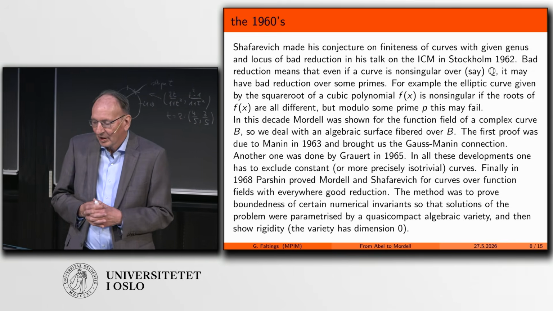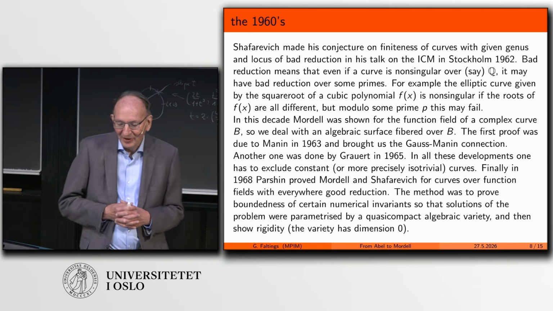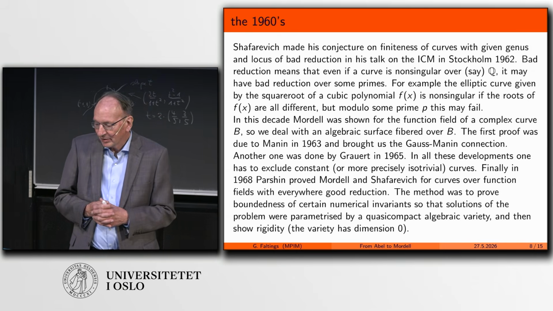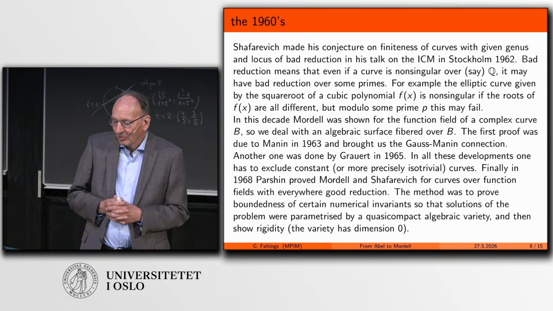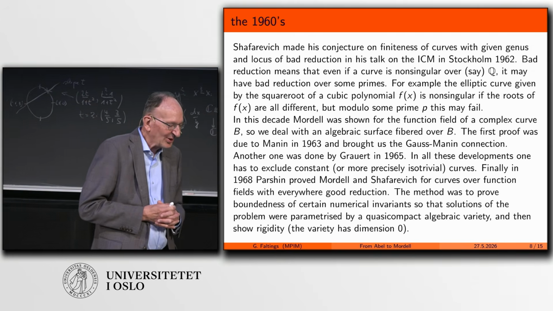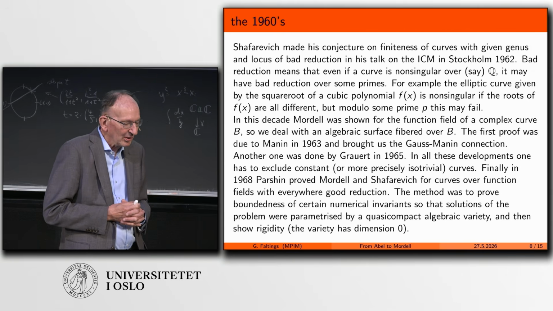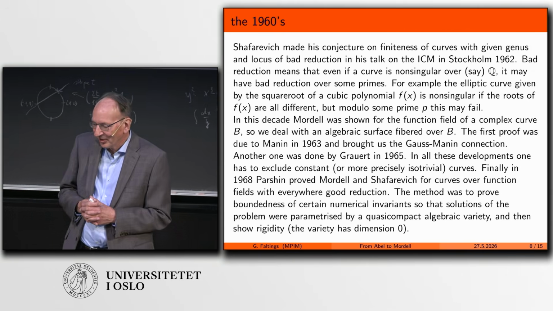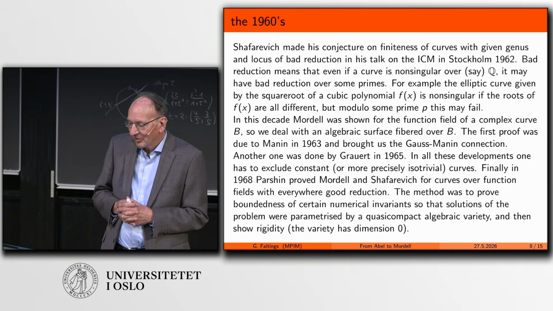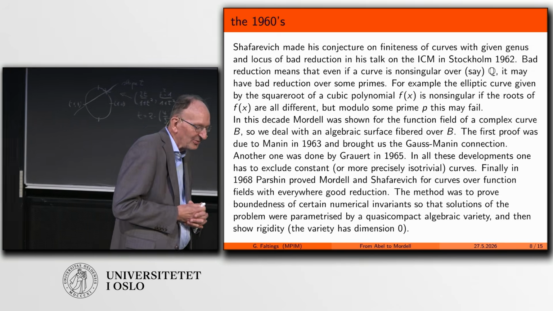And Shafarevich made the conjecture that if you take curves of a given genus and a given set of bad reduction, there are only finitely many. Also for Mordell, there was progress. Manin gave a proof in 1963, which gave us the Gauss-Manin connection, and there was a proof by Grauert. They were over function fields.